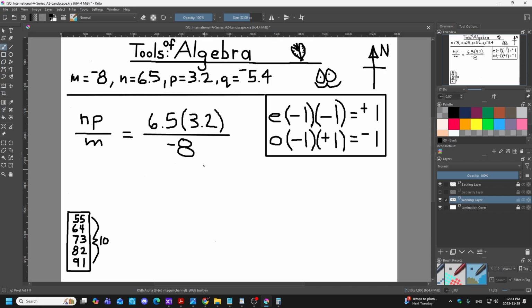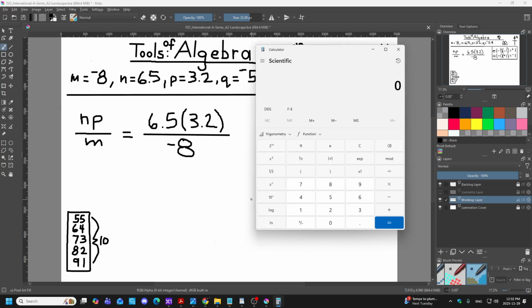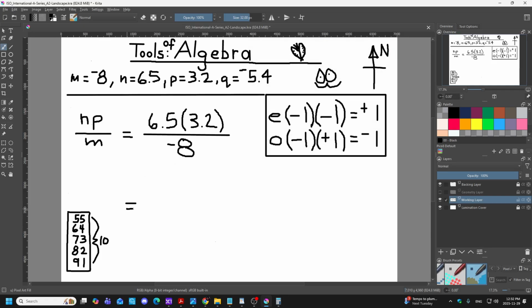Okay, I'm going to smash this out with a calculator quickly. 6.5 times 3.2. 20.8 is our numerator, divided by 8, 2.6. What is our sign? A negative.